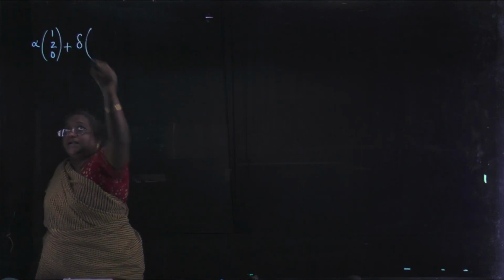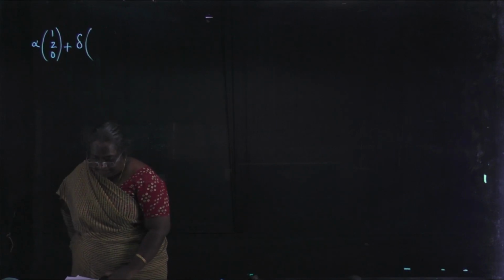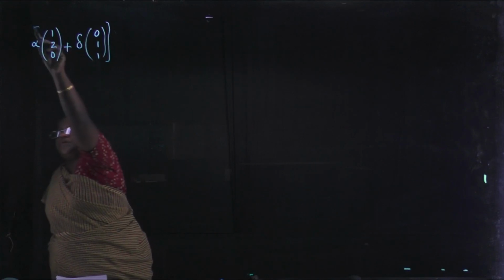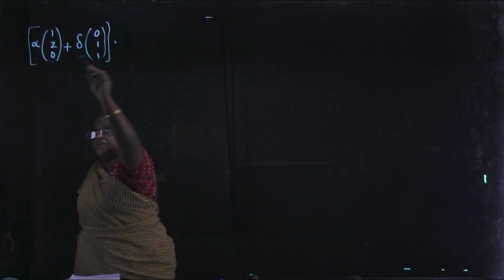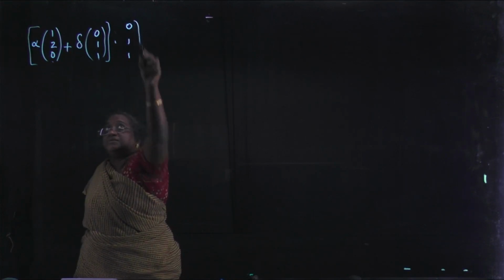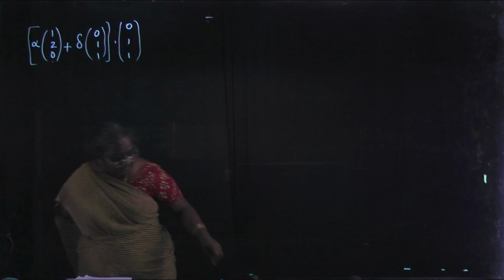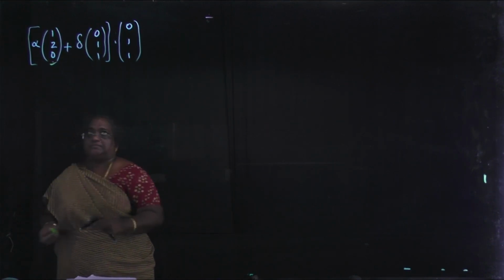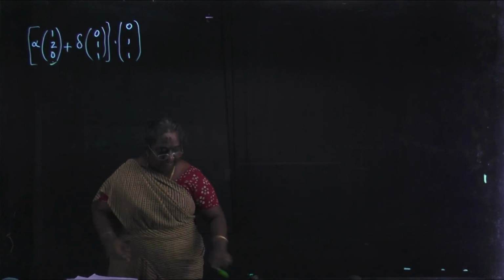So now let us see. What is our x1 vector? It is 1, 2, 0. So I will take alpha into 1, 2, 0 plus delta into the other vector, which is 0, 1, 1. I want the dot product of either this vector or this vector to be 0. So I will take 0, 1, 1, which means I am going to replace this vector x1.